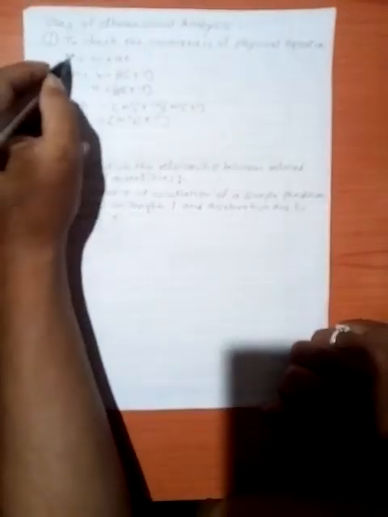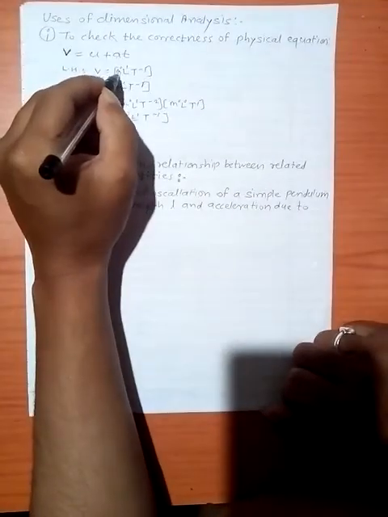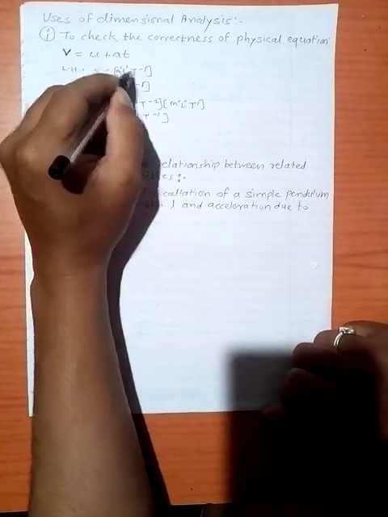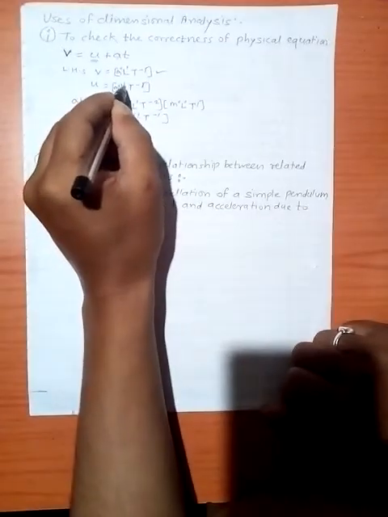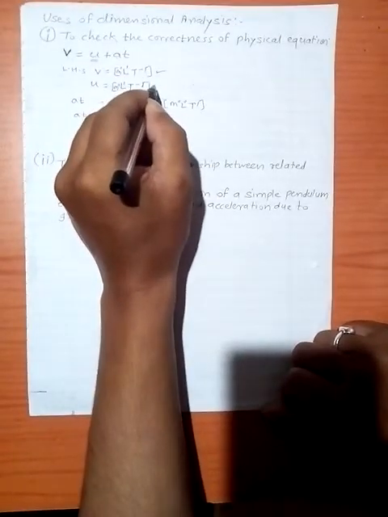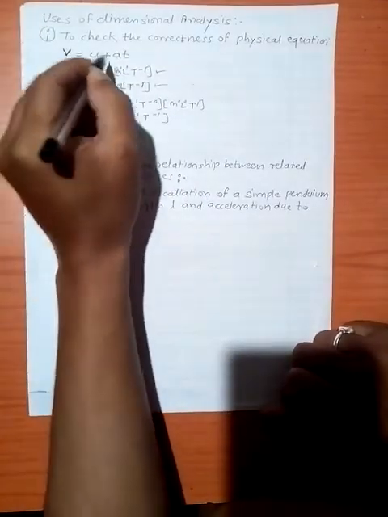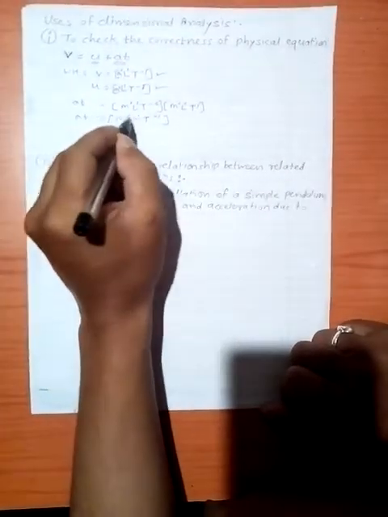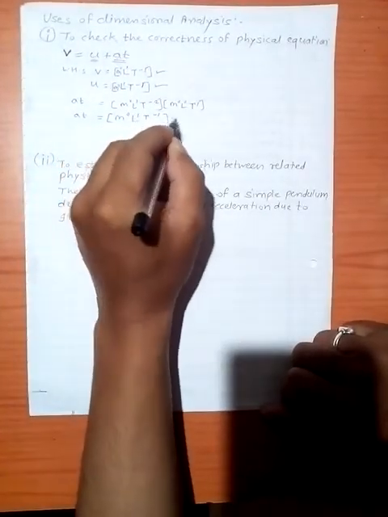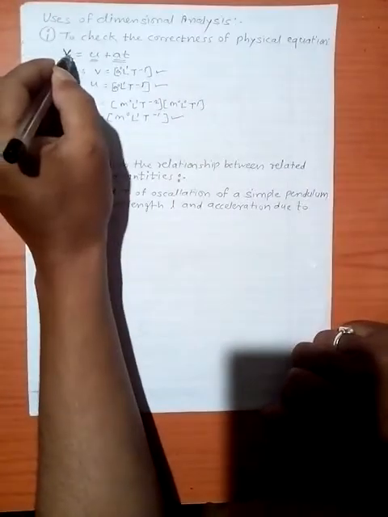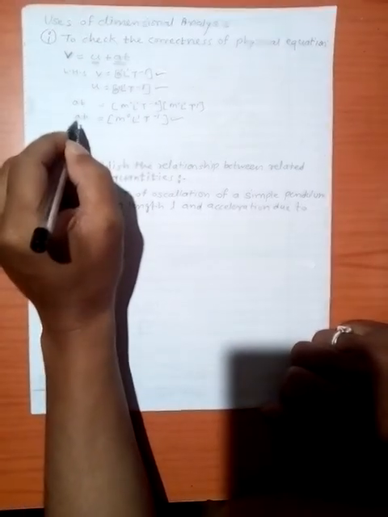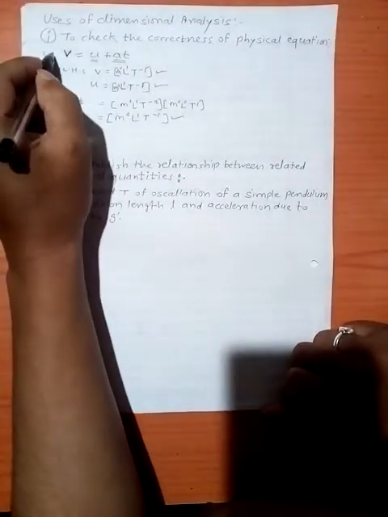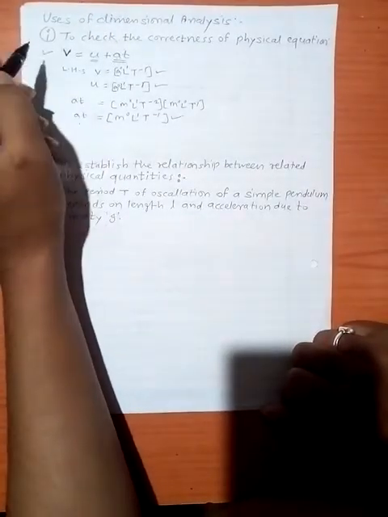So for v, the velocity dimension formula is m raised to 0, L raised to 1, t raised to minus 1. For initial velocity u, m raised to 0, L raised to 1, t raised to minus 1, the same. And for the term at, m raised to 0, L raised to 1, t raised to minus 1. So for all these terms the dimensional formula is the same, therefore this equation is dimensionally correct.